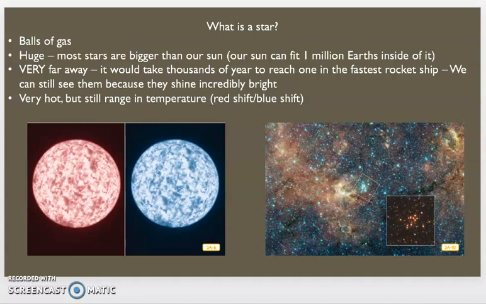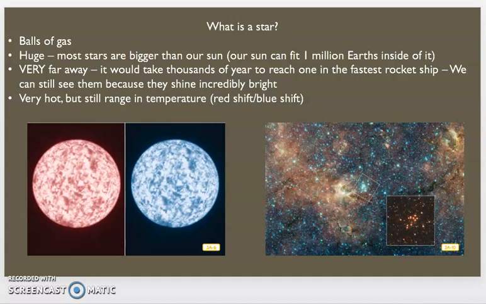Even if you got in our fastest rocket ship we have, it would take you thousands of years to reach the closest star to our galaxy. The reason that we can see them still is because they shine incredibly bright. Their light is super, super bright and is able to reach us all the way on Earth. And they're also very hot, but they still range in temperature. We call it a redshift and a blue shift.